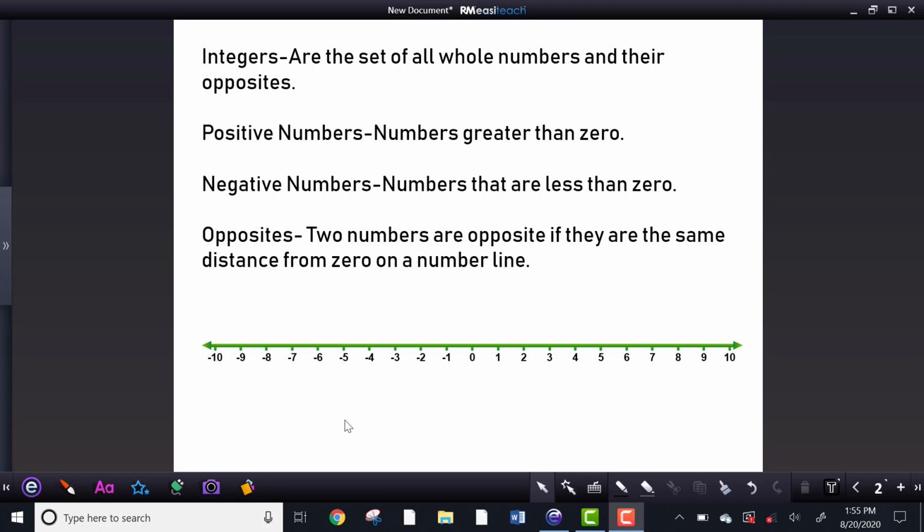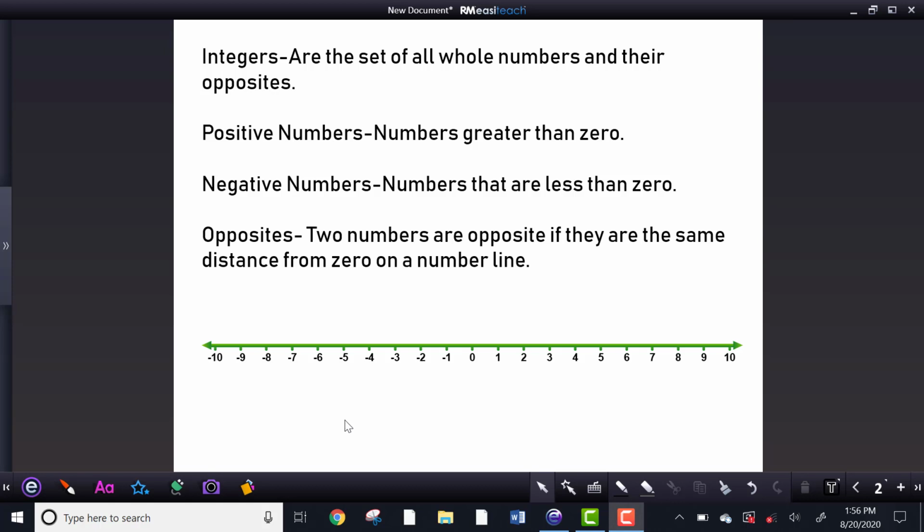Next one, positive numbers. These are numbers that are greater than 0. A good way to understand whether it's a positive number or not is to think about a number line. Any number to the right of 0 on a number line would be considered a positive number. Also, if a number is written with a positive symbol in front of it, it is understood to be a positive number. Or most likely, you'll see a number without any symbol in front of it at all, and that is understood to be a positive number.